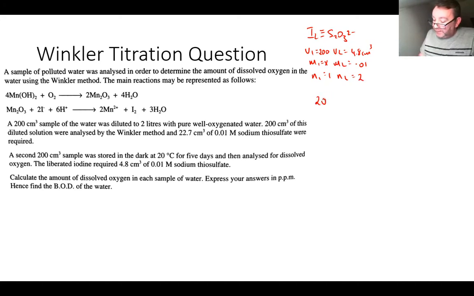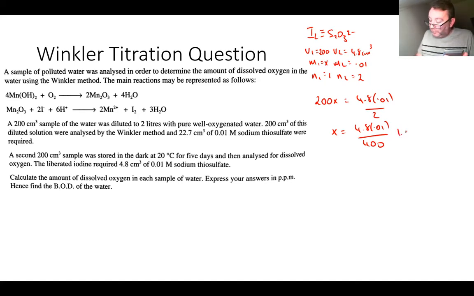So we get 200x is equal to 4.8 by 0.01 over 2, which means x is equal to 4.8 by 0.01 over 400. Again, get your calculator out and do it. So 4.8 multiplied by 0.01 divided by 400 equals 1.2 by 10 to the power of -4 moles per litre of iodine.